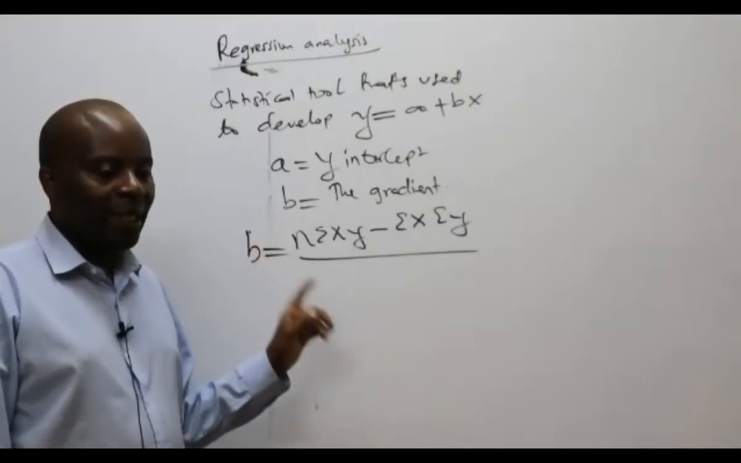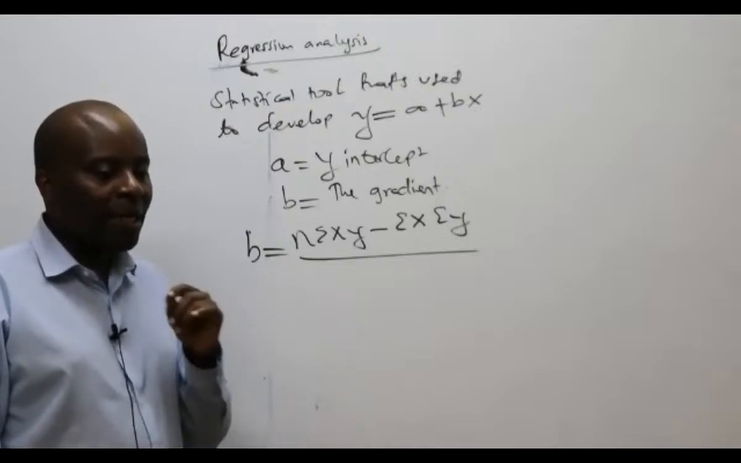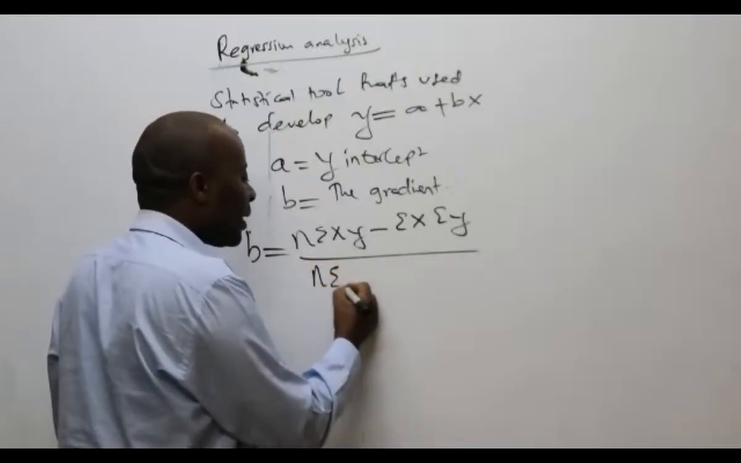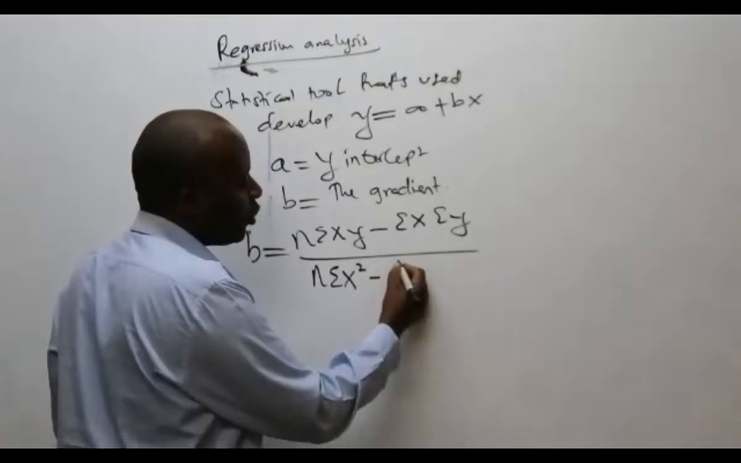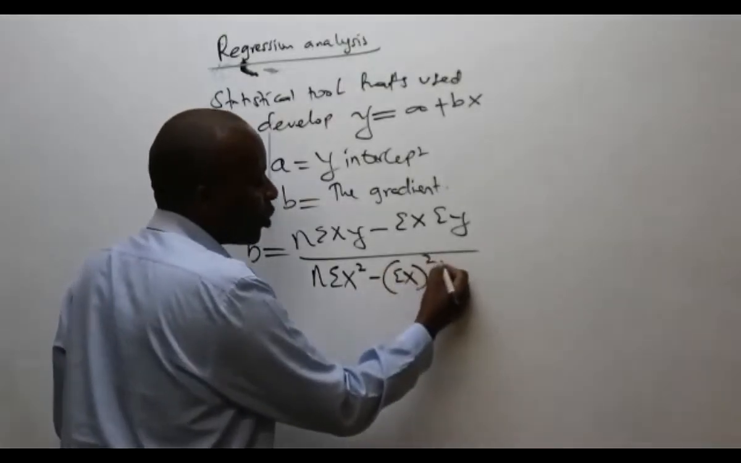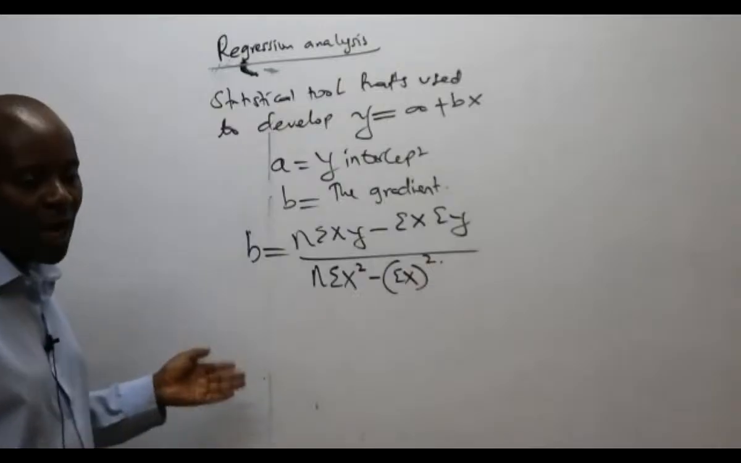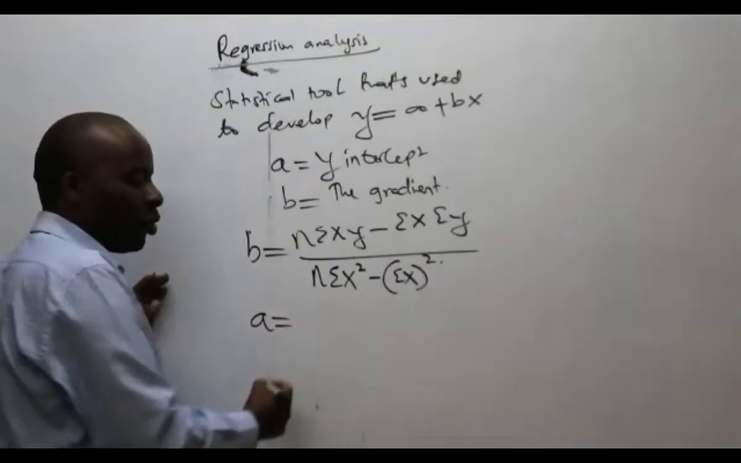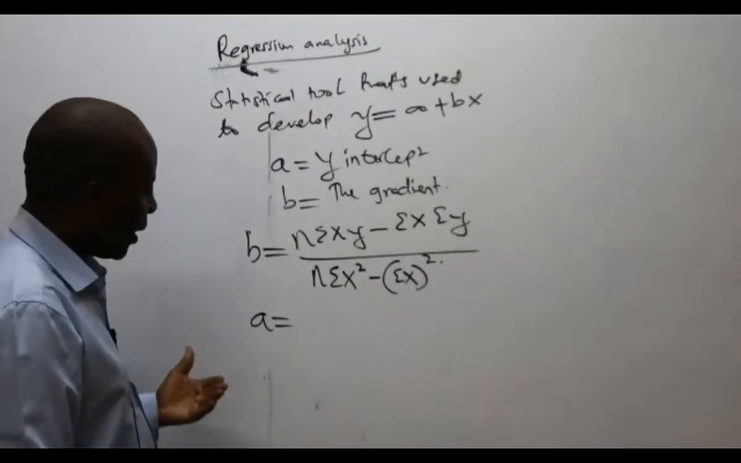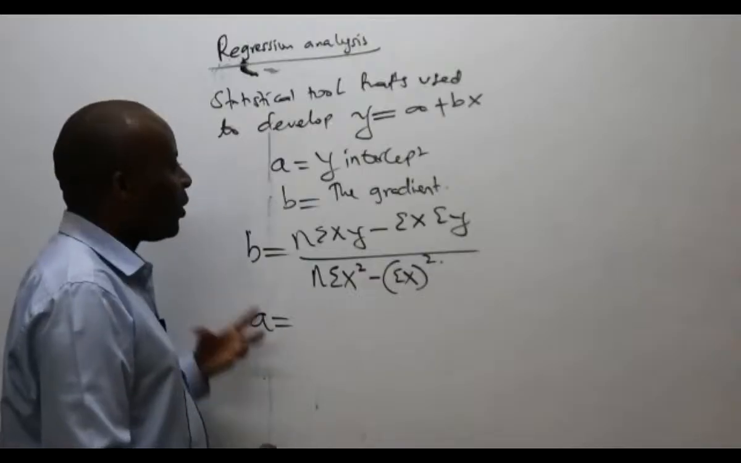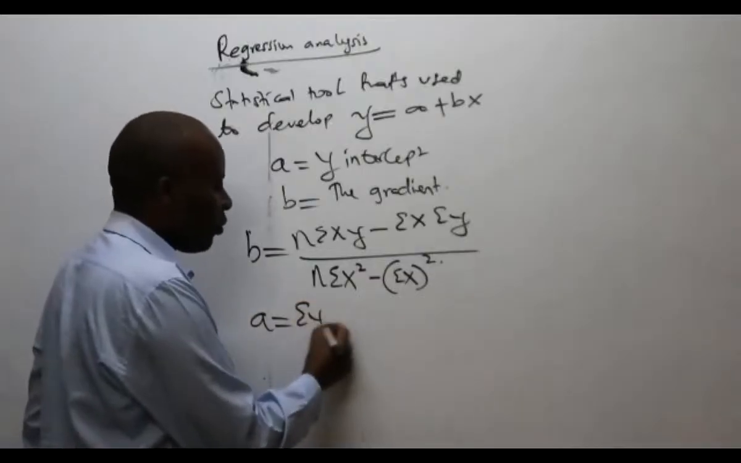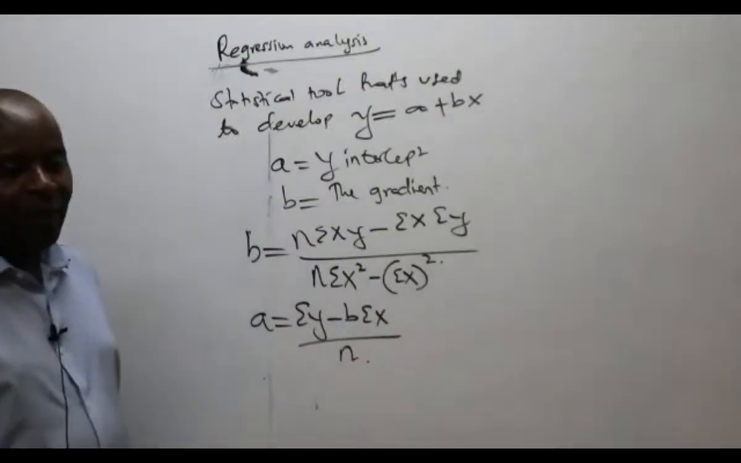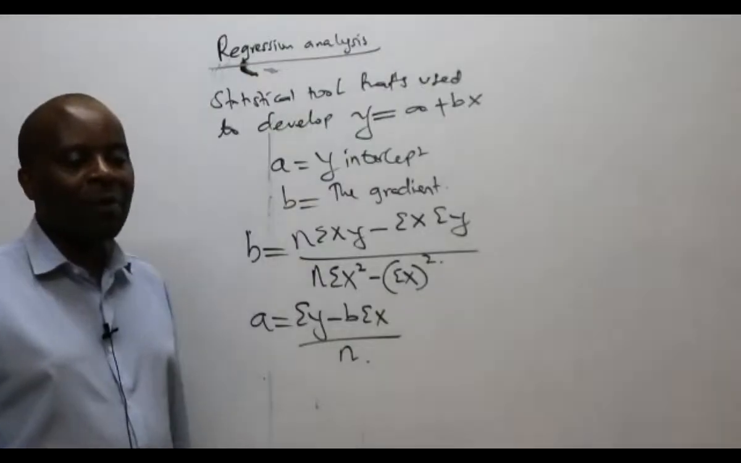How about the denominator? You can see what Amaya is saying. Amaya says that to get the denominator here, we shall be taking n summation of x squared minus, in brackets, summation of x, all squared. So this is very important for us. To help you very quickly, to get a, which is the intercept, we normally take summation of y minus b summation of x, all over n.